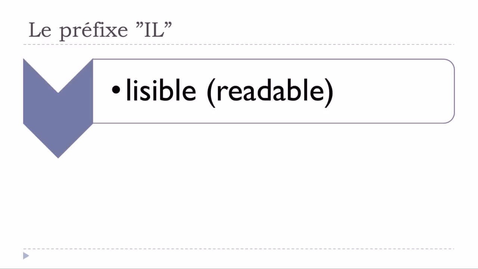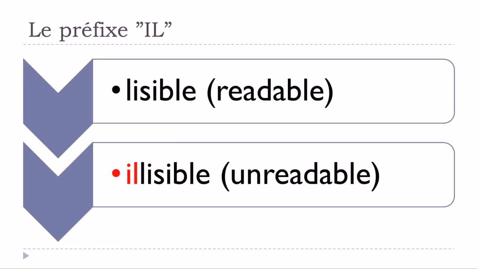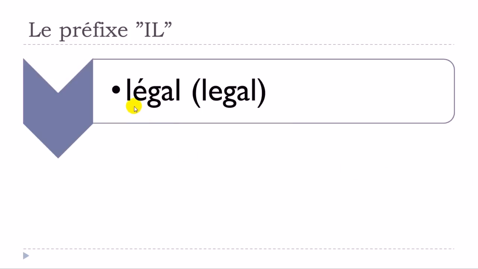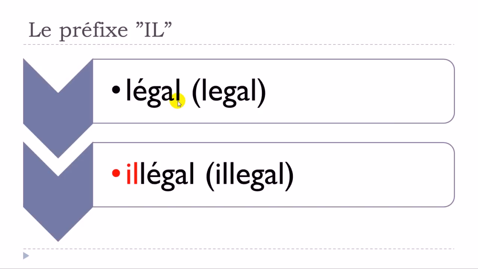Second example, lisible, okay, lisible, and then same idea, you just add this IL in front, and then you get illisible, illisible. And the last one, légal. Okay, légal, exactly the same concept. You just add this IL in front of légal and you get illégal. Okay, so of course you understood that we add this IL here because the original word is starting with L. Okay, so that's the reason why you will have this E and then L. All right, so légal, illégal.